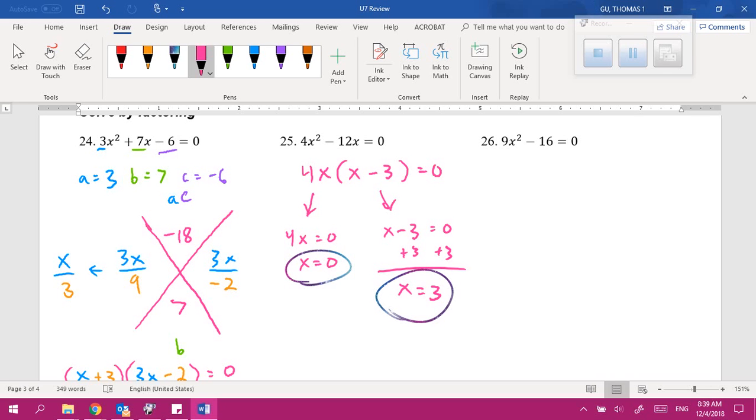What's the next thing you always check for after the equal to 0? Greatest common factor. Is there a greatest common factor between 9 and negative 16? No. So that means we're ready to do the x-box.